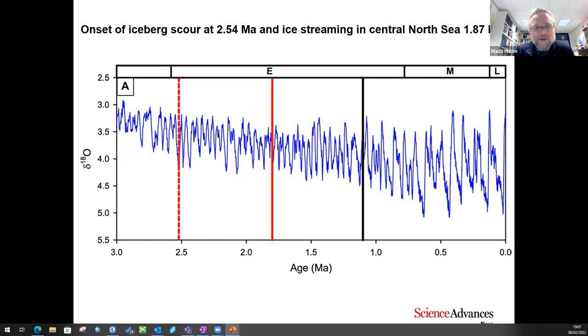So there are some enigmas that need to be resolved here, and we think more work on the seismic is good, but of course we need some proper sedimentary evidence from continuous cores to take this further. Next slide, please.